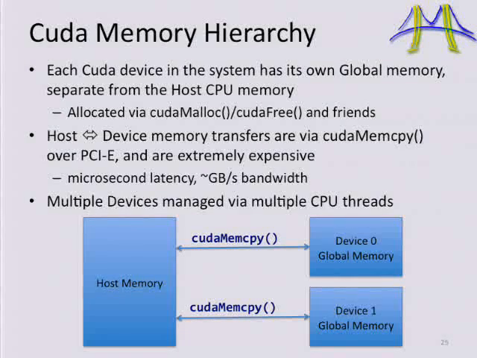One more level up, you can have multiple GPUs in your system. Each GPU has its own entirely independent global memory, and all of these global memories are separate from the CPU's memory.